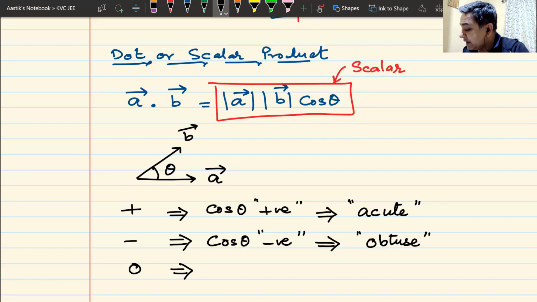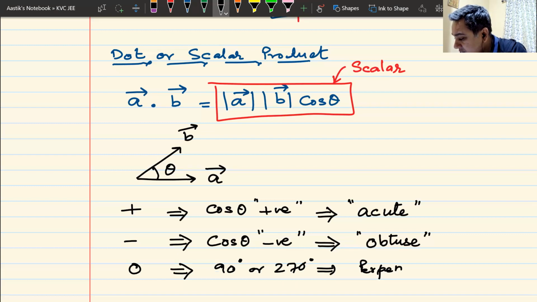Please wake up, beta. When is it zero? When is cos theta zero? When the angle is 90 degrees or 270 degrees. That means the two vectors are perpendicular to each other. Then this cos theta is zero. Now, if you still don't understand it, I will just draw a diagram here.